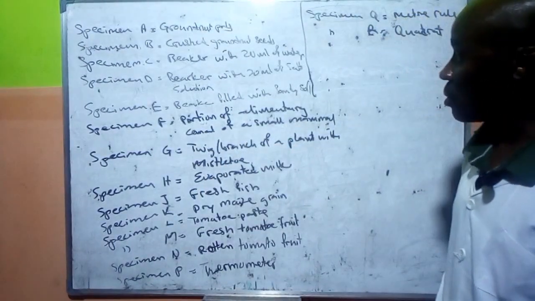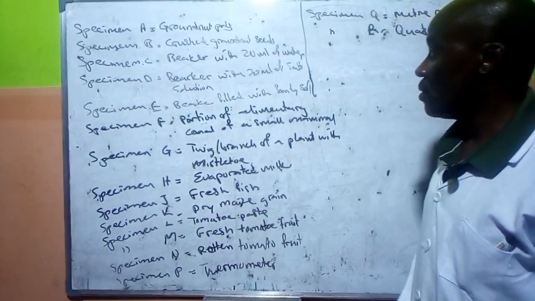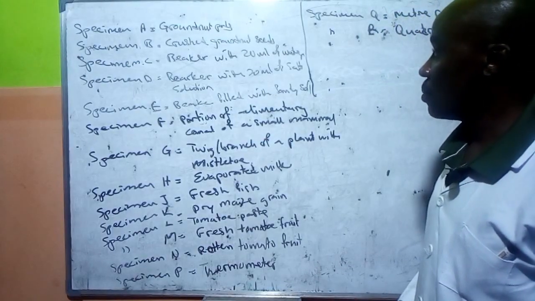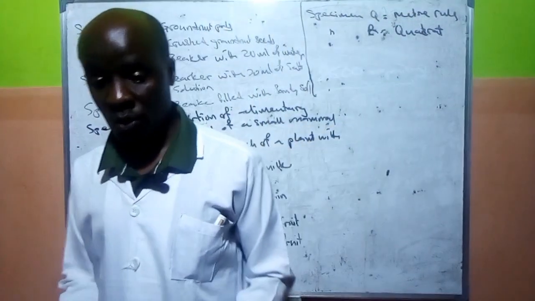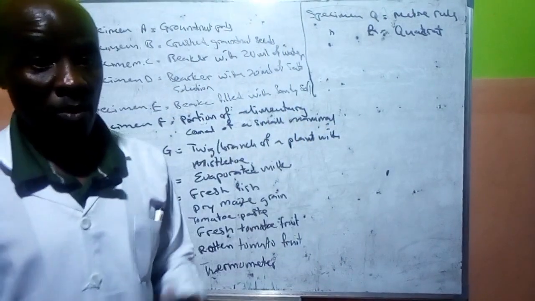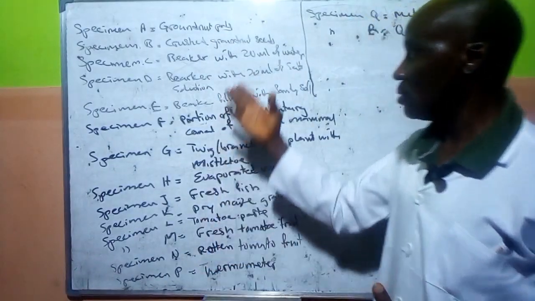Because now the next one we're going to be looking at is what we can do with this beaker of water that we have there. You know what water can do? Water is very important in the transportation of nutrients, this digested food and mineral salt in plants. So this is what it does.